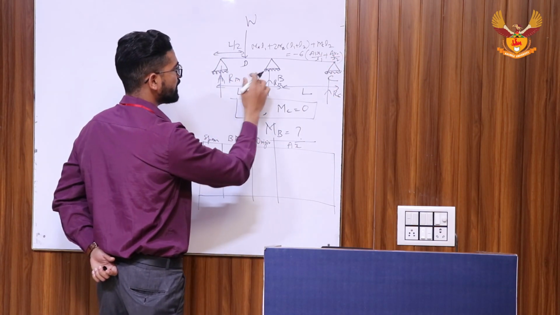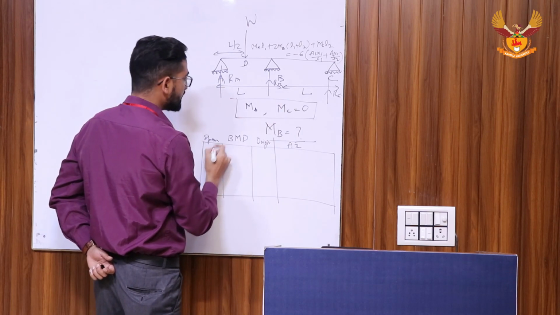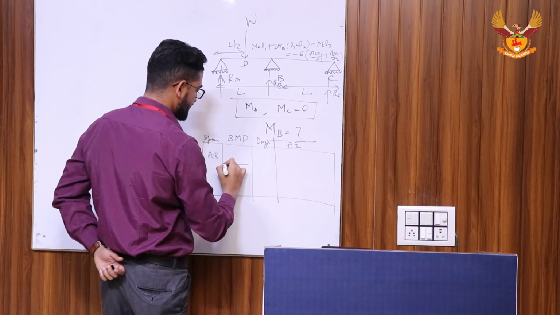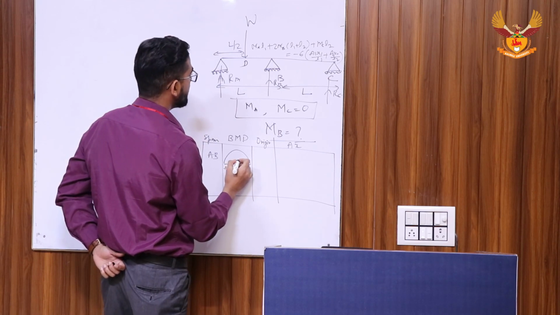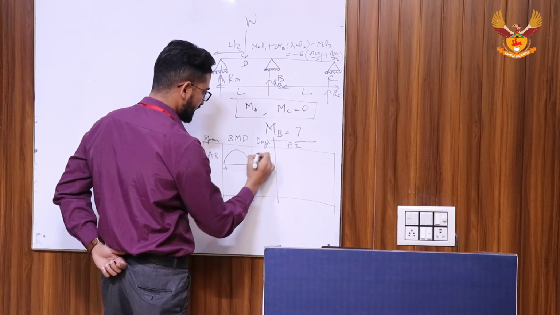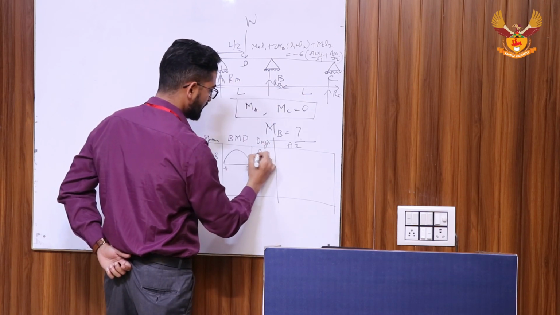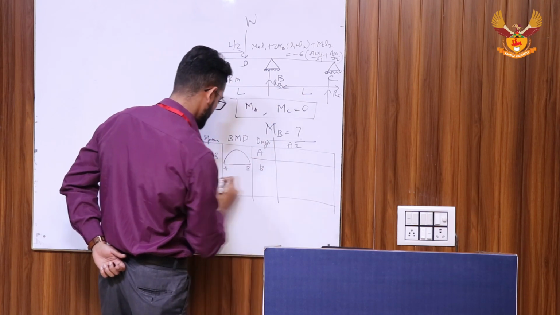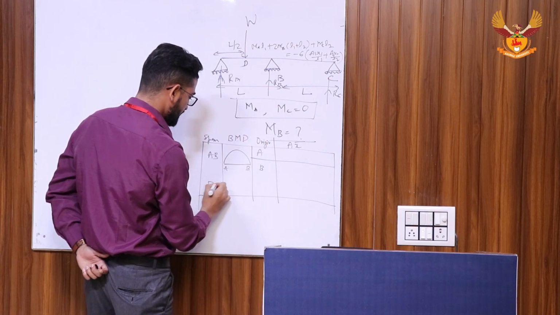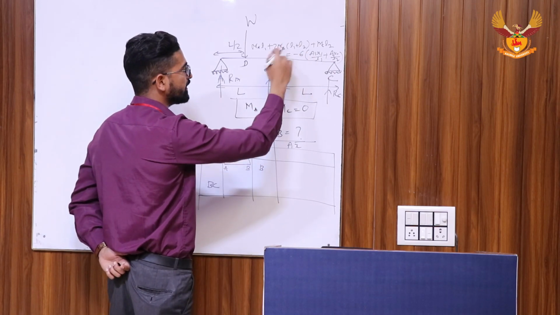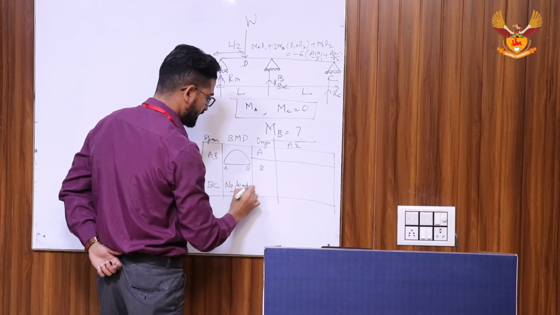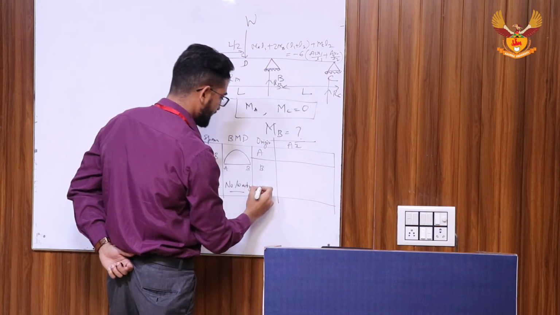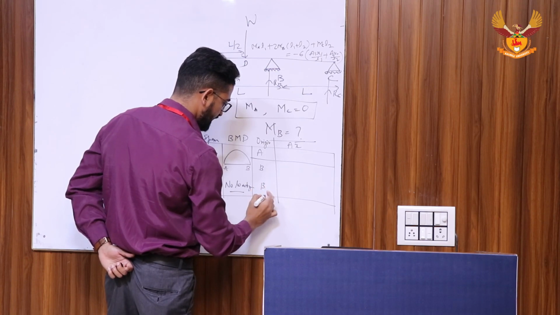Spans, we have two spans, AB and BC. For AB, the bending moment diagram will be a semicircular arch like this. This is A, this is B. The bending moment diagram is this, and we have two origins, A and B. Now for span BC, there is no load acting, so there is no bending moment diagram here. The same origins will be here, B and C.